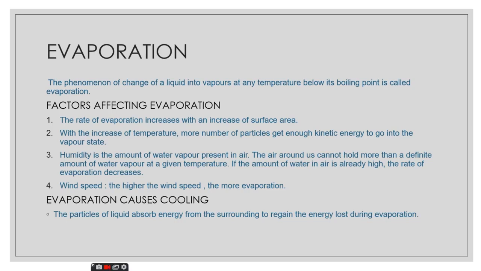With the increase of temperature, more number of particles get enough kinetic energy to go into a vapor state. Then third is humidity. Humidity is the amount of water vapor present in air. The air around us cannot hold more than a definite amount of water vapor at a given temperature. If the amount of water in air is already high, the rate of evaporation decreases. Fourth factor is wind speed. The higher the wind speed, the more the evaporation.